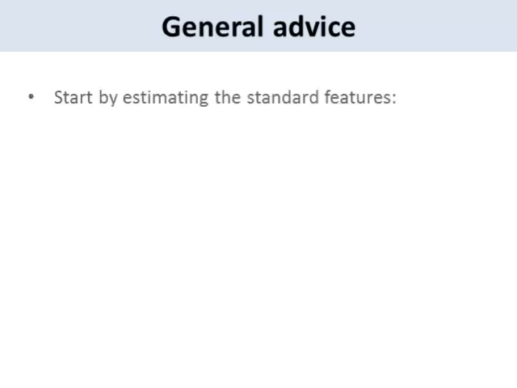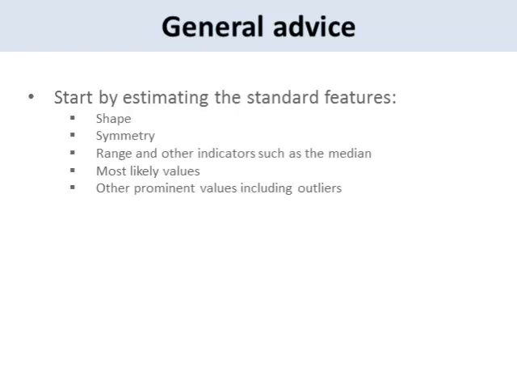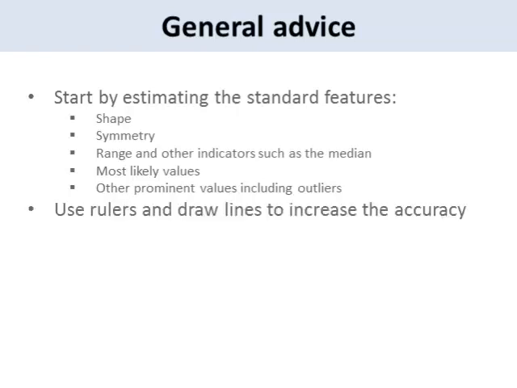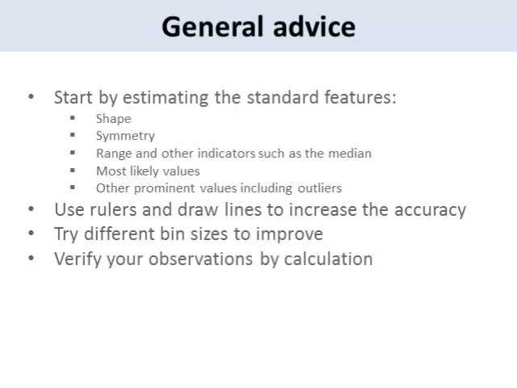This video gave general guidelines about interpreting histograms, which we'll summarize here. Start by estimating the standard features. Unusual values or unexpected shapes are starting points for investigation. Use rulers and draw lines to increase accuracy. Histograms with different bin sizes give you different information. It's easier to estimate data ranges using few bins, but a small number of bins may not give an accurate shape. Try different bin sizes to improve your interpretation. And finally, verify your observations by calculation.